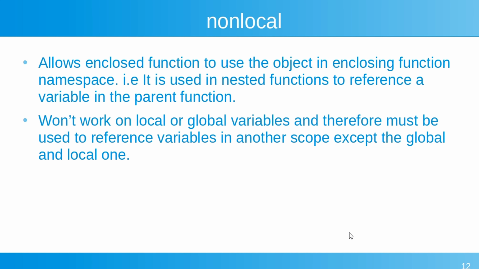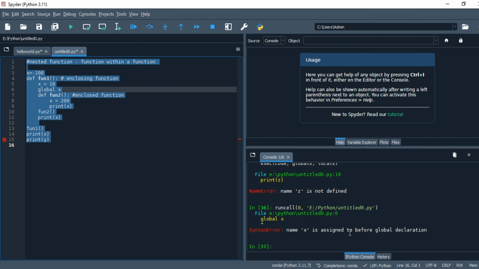And the next thing is the nonlocal variable. The purpose of the nonlocal keyword is that when you define a variable with this keyword, it will take the variable from the namespace one step above. At the same time, it cannot take the variable from the local or global namespace. Let me explain that.